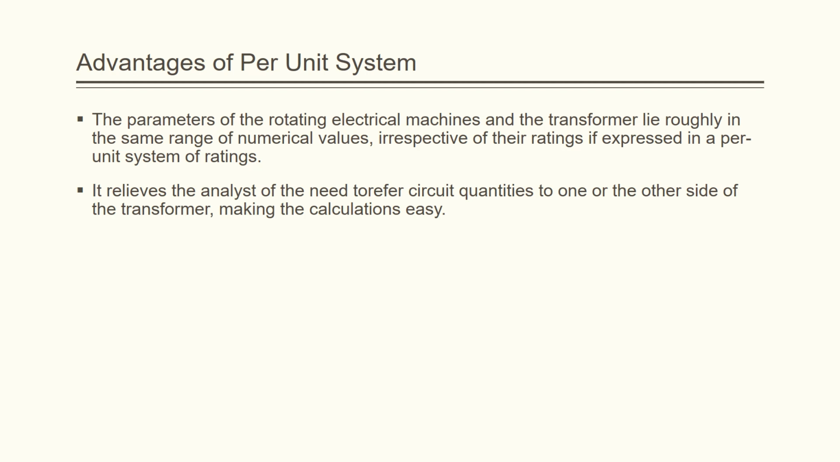The parameters of rotating electrical machines and transformers lie roughly in the same range of numerical values, irrespective of their ratings, if expressed in per unit system of rating. It relieves the analyst of the need to refer the circuit to one or other side of the transformer, making the calculation very easy. So we need not bother about the reference to primary side or secondary side. So that's the main advantage of per unit system.